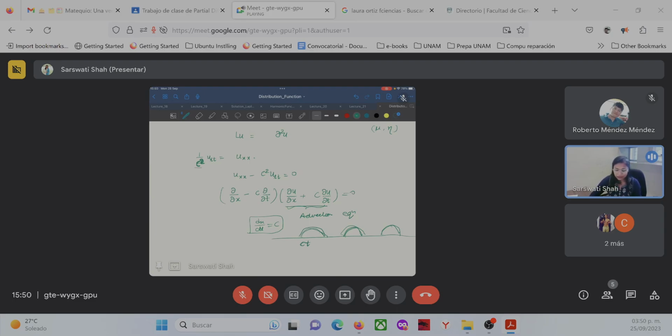If this c is not constant, we cannot write it this way, and we are going to get a nonlinear wave. That's why this c is a constant. So if I take c equals 1, this will be del 2u over del mu squared plus del 2u over del eta squared equals 0.